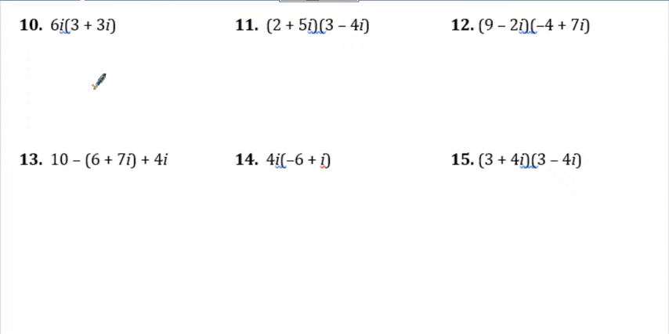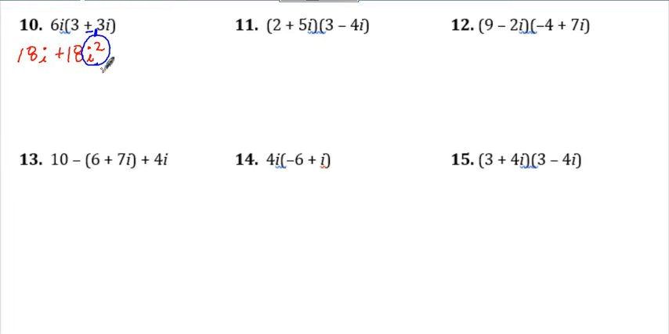Number 10, again, is a distribution, but let's look and see what happens here. Let's distribute the 6i to each of the insides. 6i times 3 is 18i. 6i times positive 3i is 18i squared. What did I say we need to do every time we see an i squared? I said we need to think of this as a negative 1.